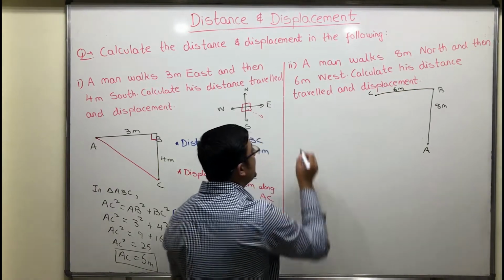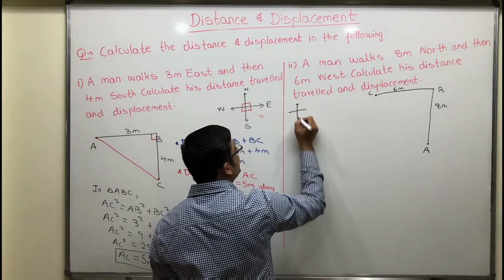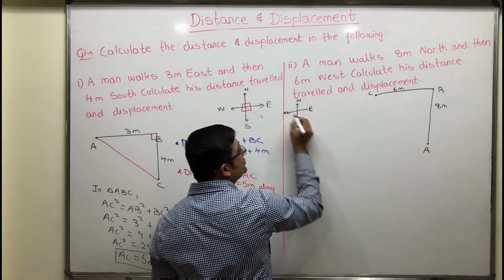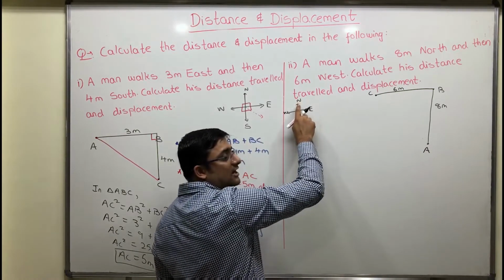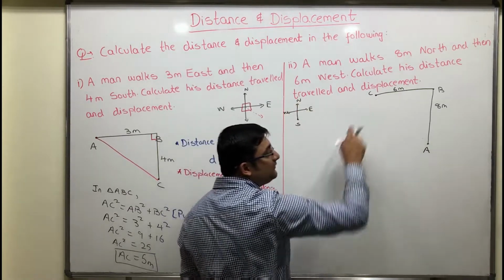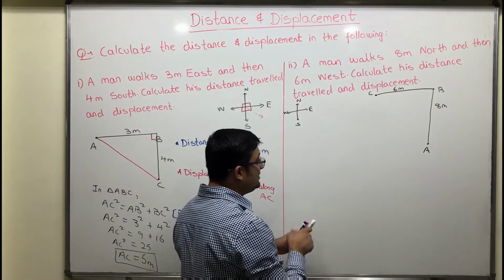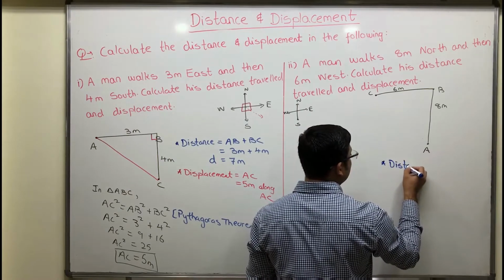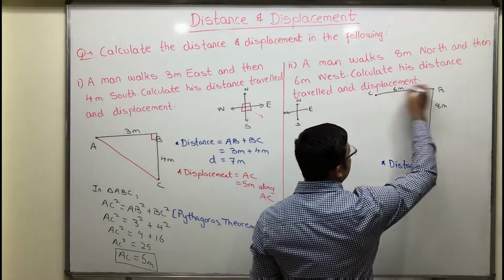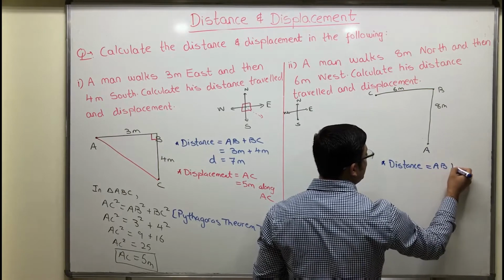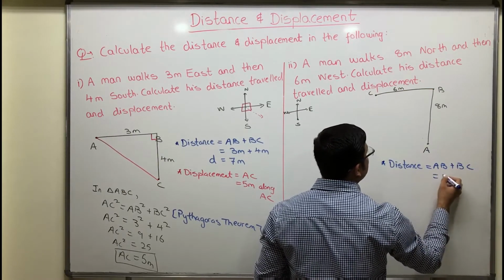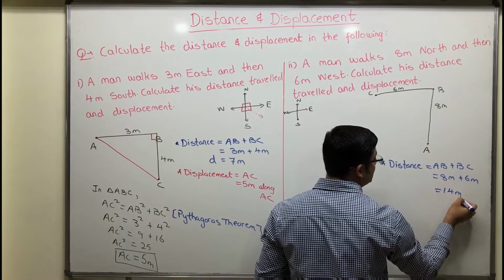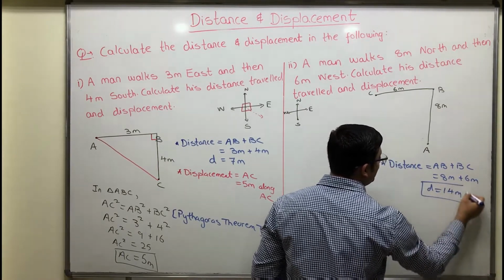Is this clear? I repeat, if you have any doubt, just draw your direction guys. North, south, east and west. So he goes 8 meters north. That means upwards, and west is towards the left. Now we have to find the distance traveled and displacement. So see guys, very simple. Distance traveled is nothing but AB plus BC. So AB plus BC, that is 8 meters plus 6 meters, that is 14 meters. So distance traveled is 14 meters.